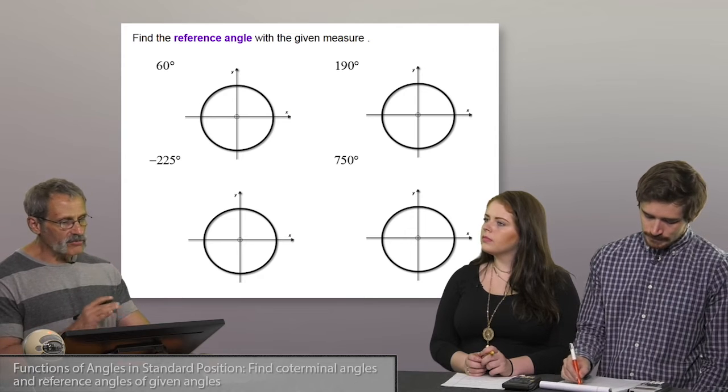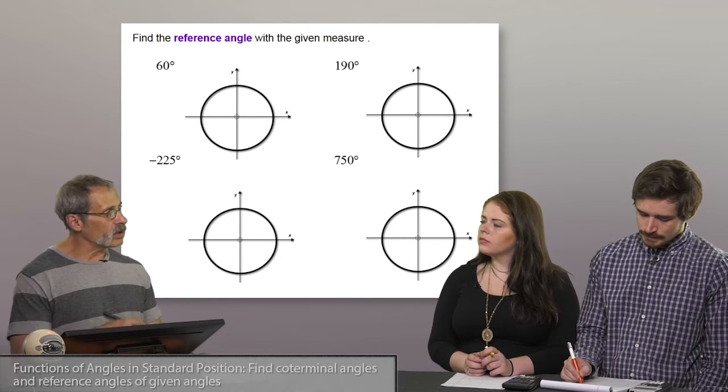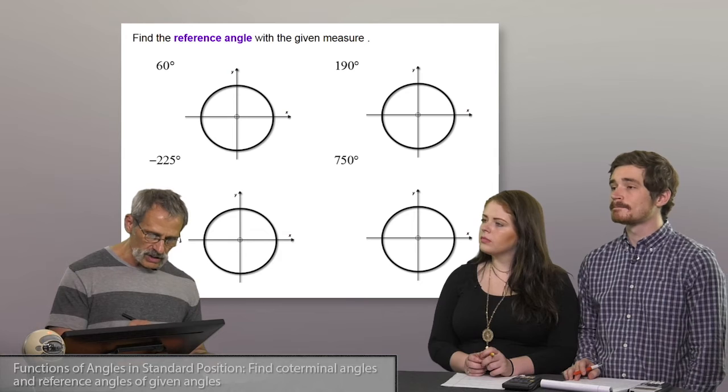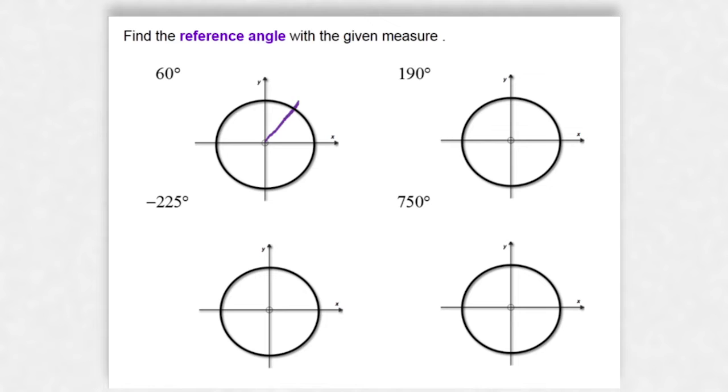So we want to find the reference angle, and we want to start in degree mode. If I look at 60 degrees, the first thing I'll do is sketch 60 degrees, and I'll ask, what's the rotation from the x-axis to that angle? That would be 60 degrees. To show the reference angle, I put a tick mark on the variable: 60 degrees.